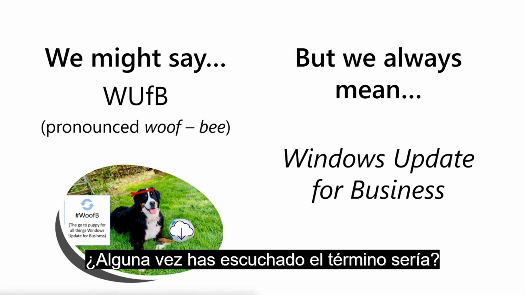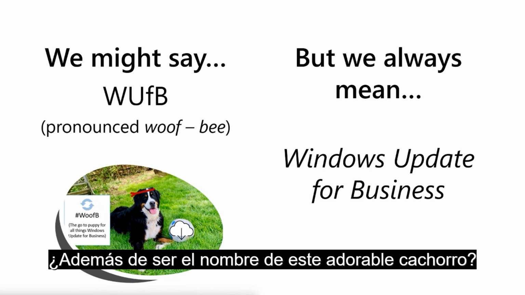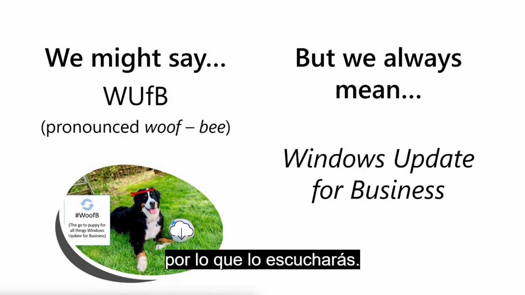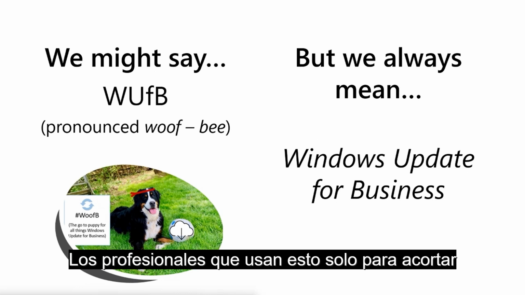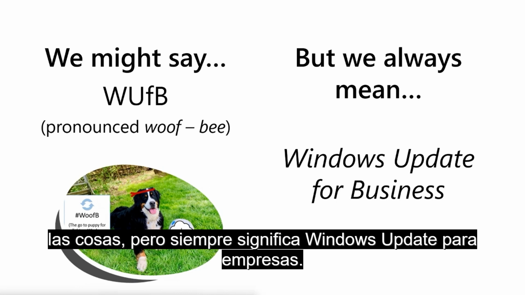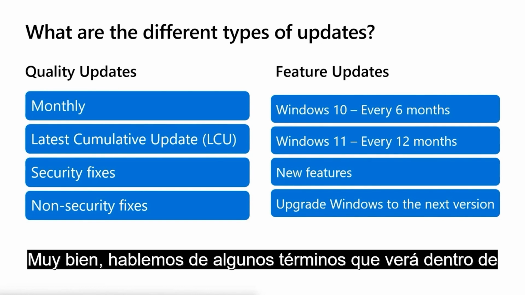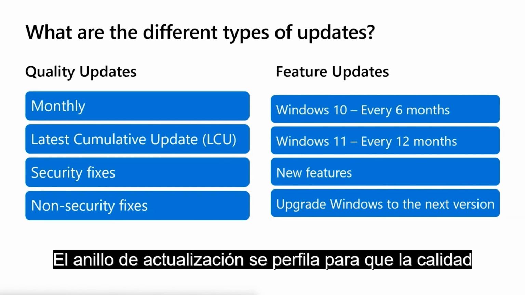Have you ever heard the term WUfB? Besides being the name for this adorable puppy, it's an acronym for Windows Update for Business. So you will hear IT pros using this just to shorten things up, but it always means Windows Update for Business. All right, let's talk about some terms that you'll see within the policy, the update ring profiles.